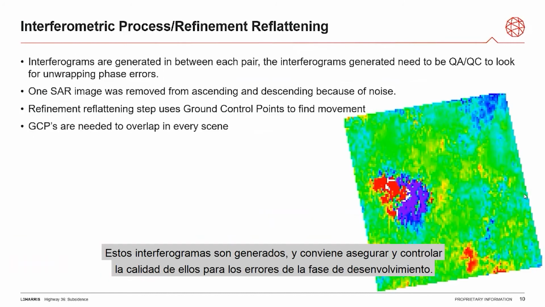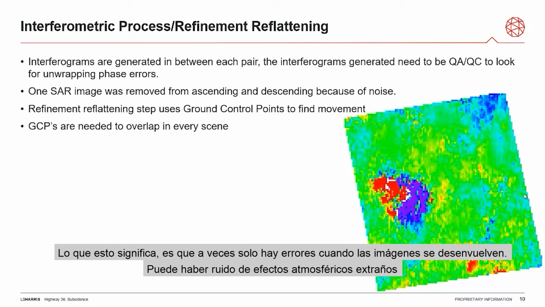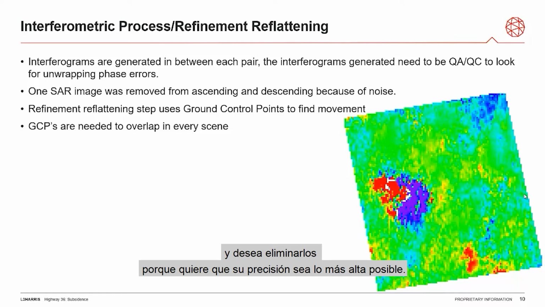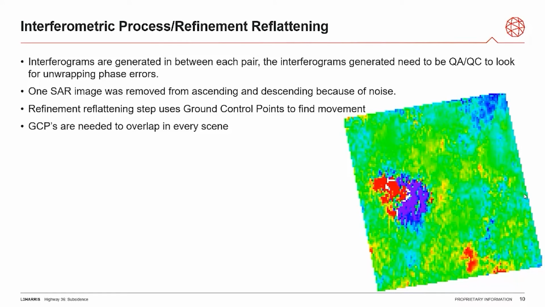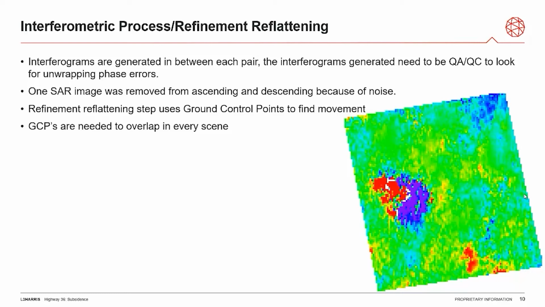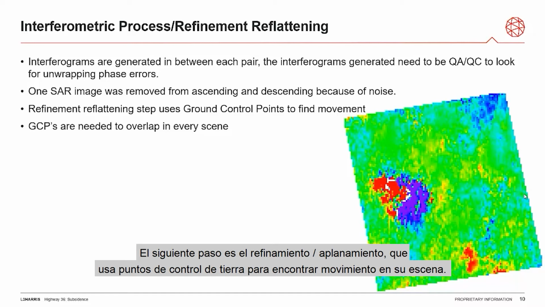So these interferograms are generated, and once they are, you want to QA/QC them for those unwrapping phase errors. What that is, sometimes there's just errors in between the images when they're unwrapped. There might be noise caused by really strange atmospheric effects in the scene, or major changes, or just something may be wrong with the collect itself. And you want to remove those because you want your accuracy to be as high as possible. For this study, one SAR image was removed from both the ascending and descending tracks because of the noise it caused.